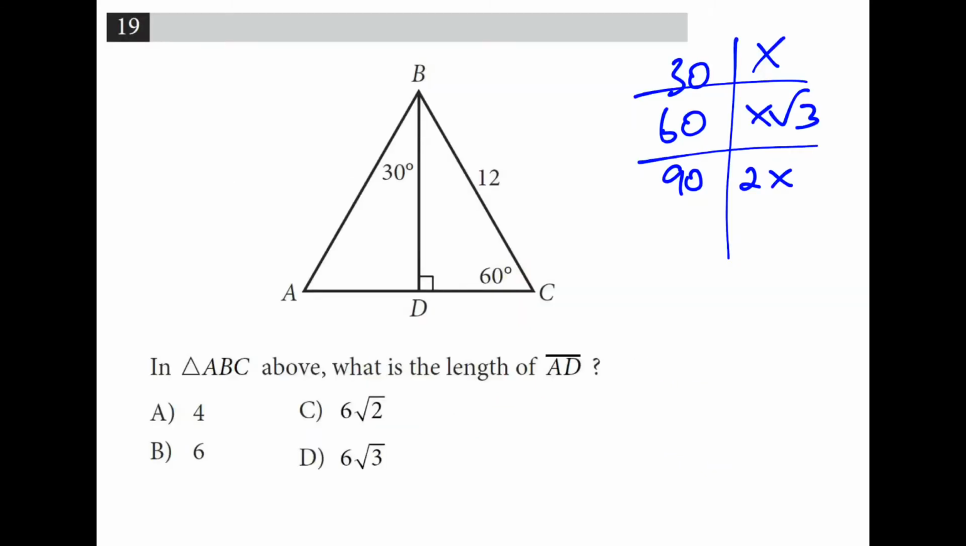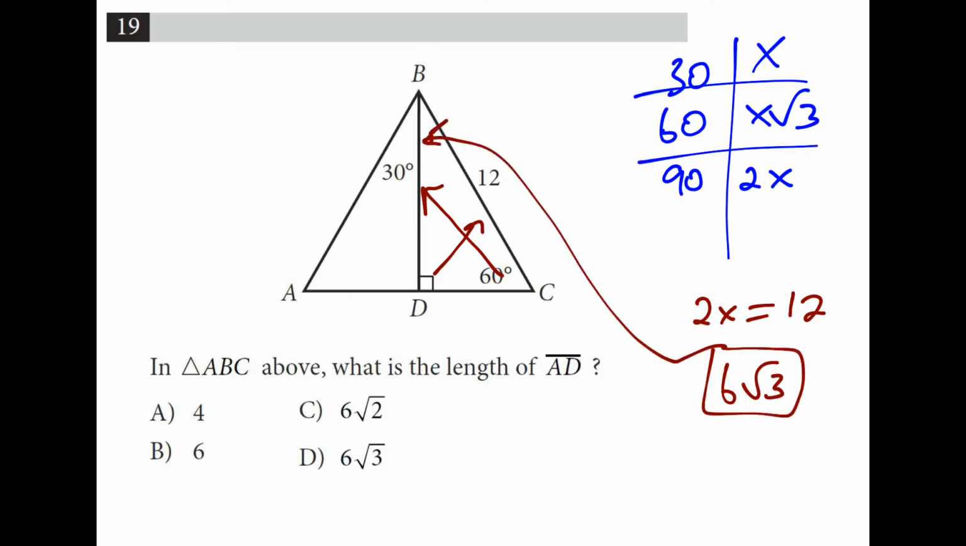So first we use 30, 60, 90 here on the right. They give us that across from 90 is 12, so 2x is equal to 12. And we can figure out which one is across from 60 then, because that's just going to be 6 root 3. That's this height here.